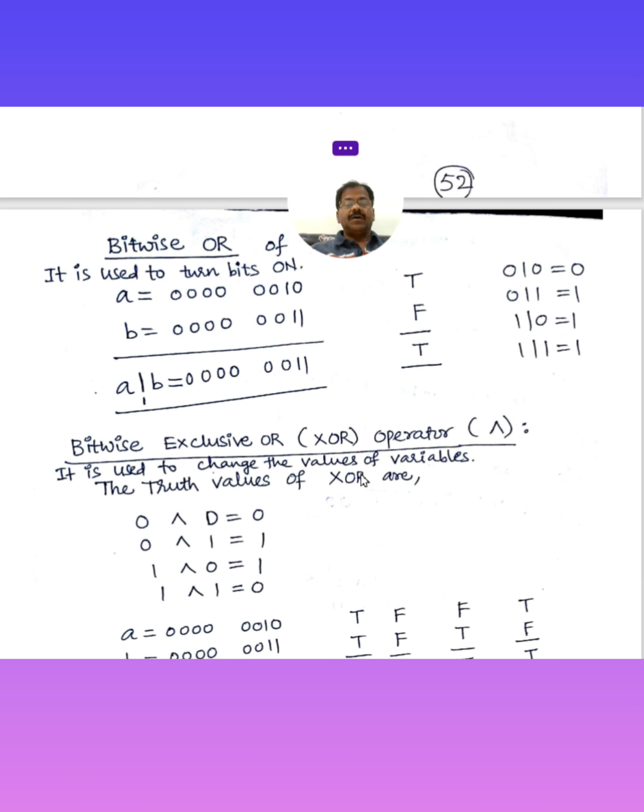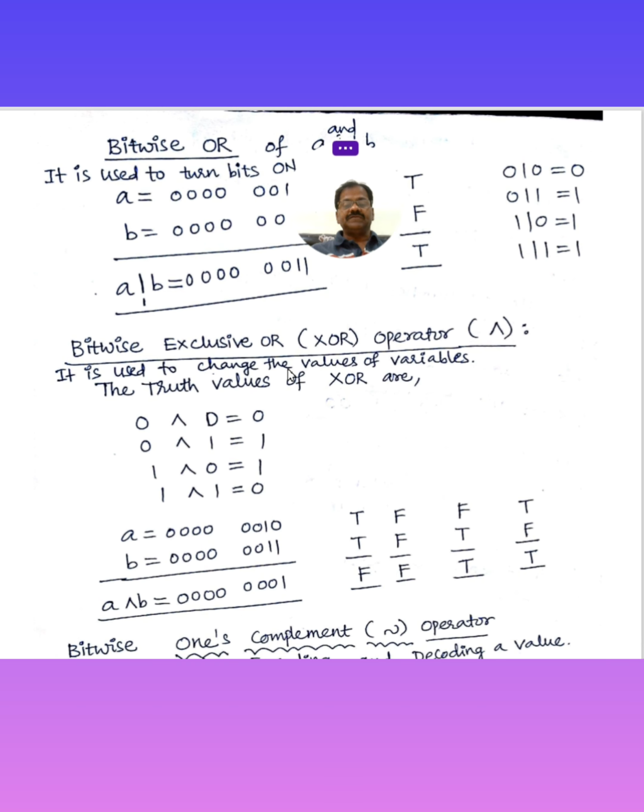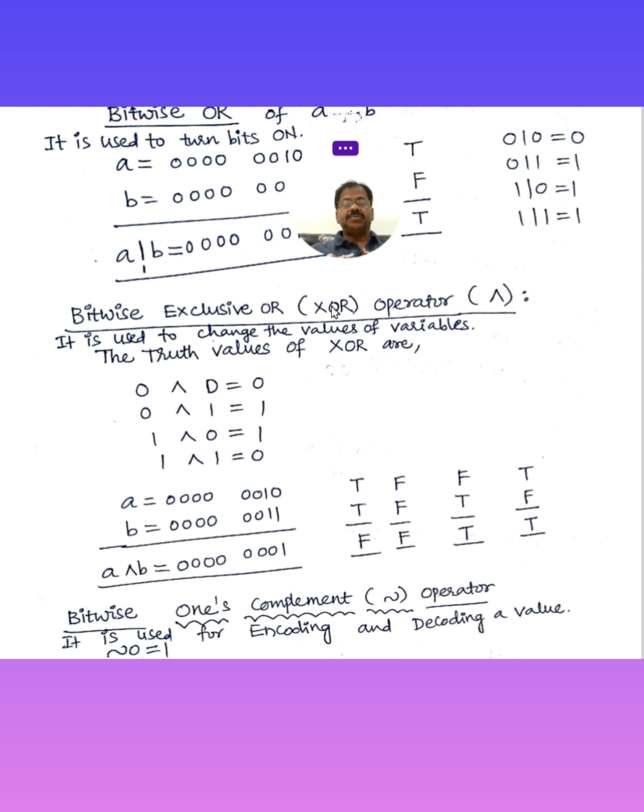Next, bitwise OR. At least one should be true, then the result is true. False and true gives true, true and true gives true, and false or false gives false. If at least one is true, the answer will be true. Next, bitwise exclusive OR, the XOR operator. If both are the same, the result is false. Both true, false. Both false, false. In the remaining cases, true.